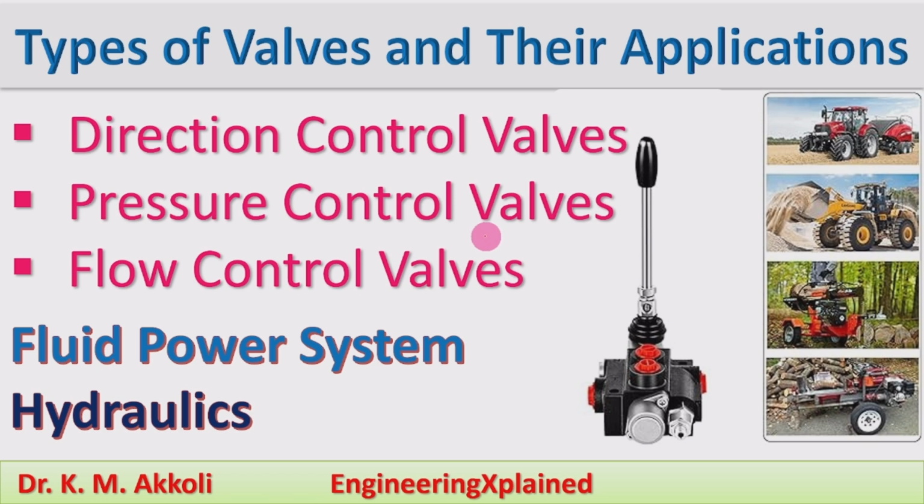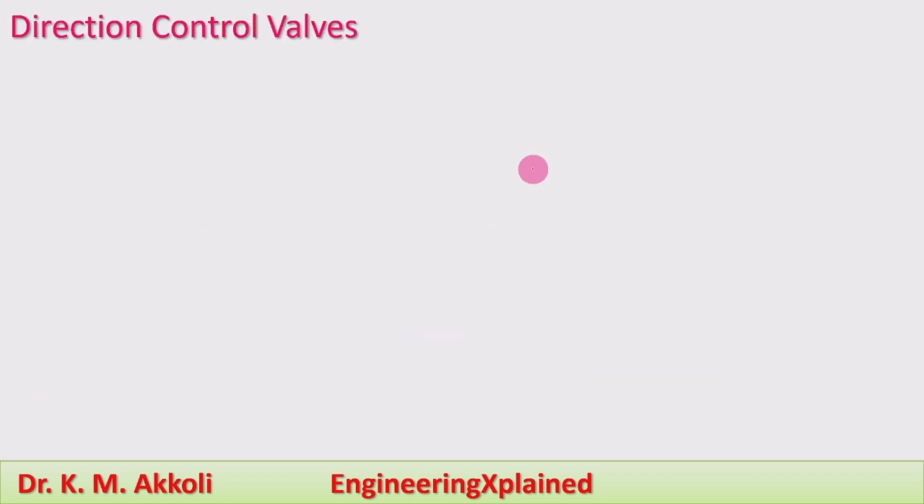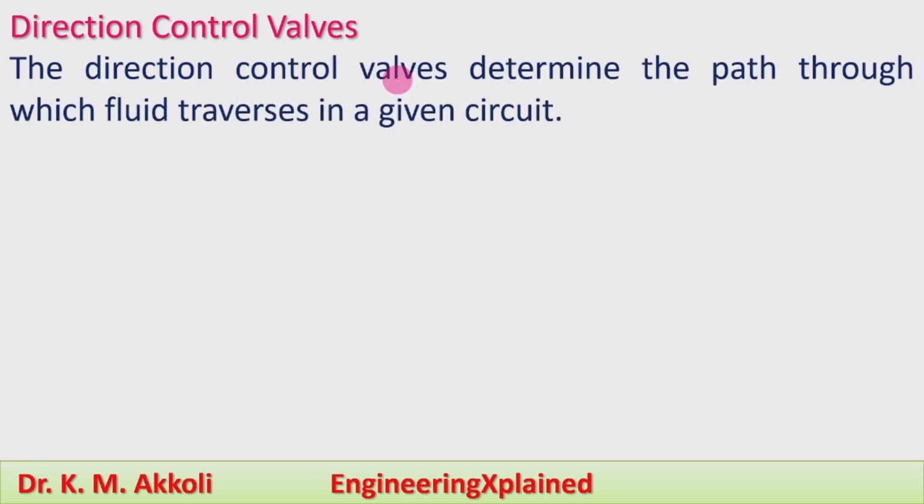One by one, what are those? What are their functions? What are the different types of valves within each type? I am going to take the first one now: direction control valves. The direction control valves determine the path through which the fluid travels in a given circuit. In the hydraulic circuit, the direction in which the fluid is to be traversed in order to do the work is controlled by the direction control valve.